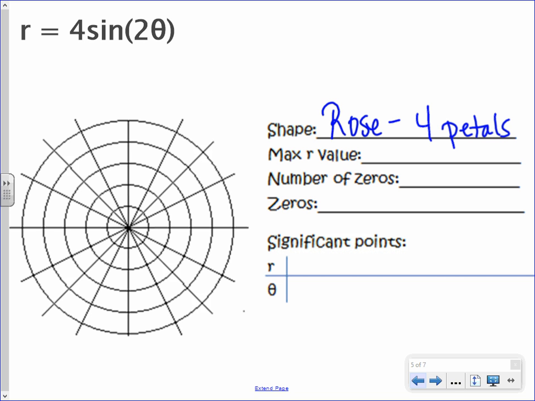Okay, our max R value. Miranda, what's that going to be? Okay, so our petals are going to have length of 4. Okay, at this point we get to start drawing. We start with theta equals 0. Lindsay A, what is the sine of 0?